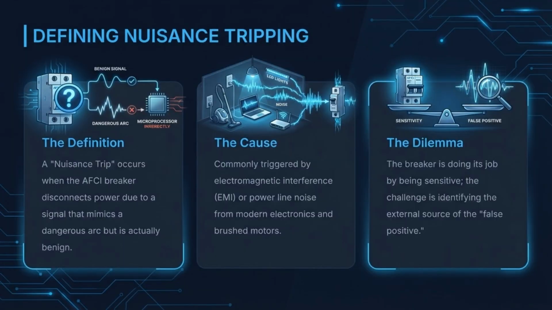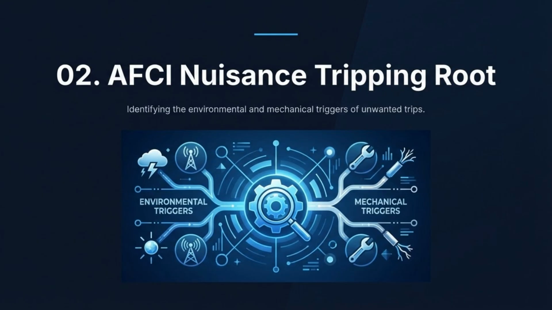Nuisance tripping occurs when the AFCI disconnects power due to a benign signal that mimics a dangerous arc. This is commonly caused by electromagnetic interference from modern electronics or brushed motors. The dilemma is that the sensitive breaker is doing its job, but the challenge is identifying the external source of this false positive.